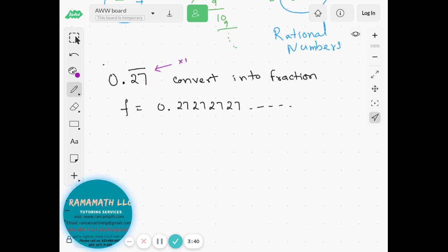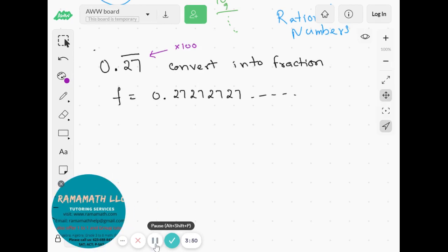So I'm going to multiply by 100. Again, it's very important: under the repeating, I have 2 digits, so I multiply by 100. But if under the repeating I have only one number, I multiply by 10. If 3 numbers are repeating, you multiply by 1000. Remember that. So I'm going to multiply this fraction by 100.